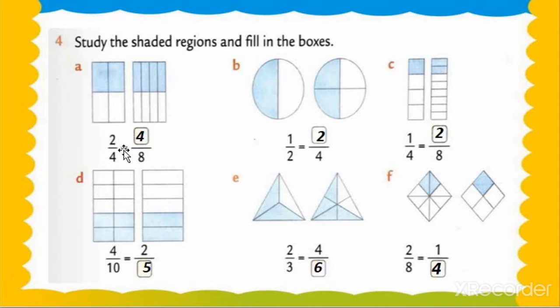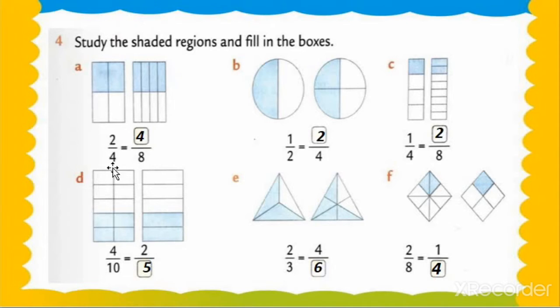And how many parts are shaded by blue color? 1 and 2. 2 parts are shaded by blue color. So that's why we write 2 in the numerator. Got my point? So 2 by 4. Okay, 2 by 4 fraction.